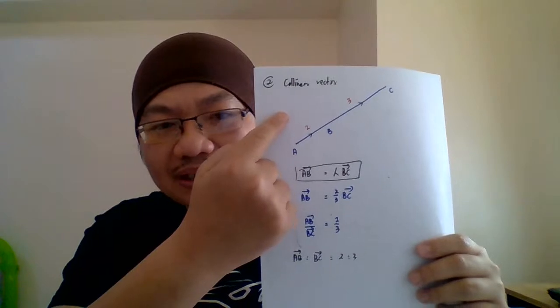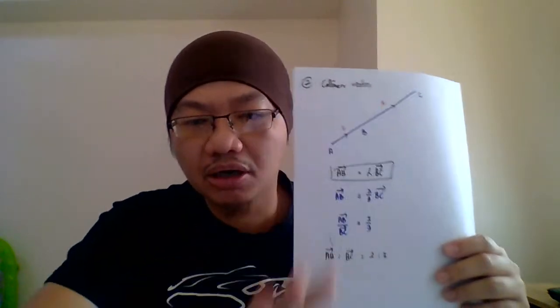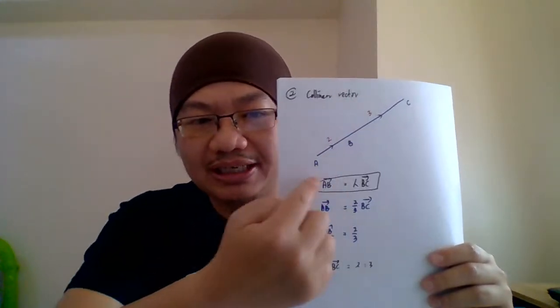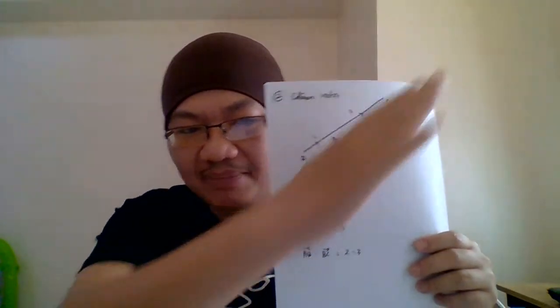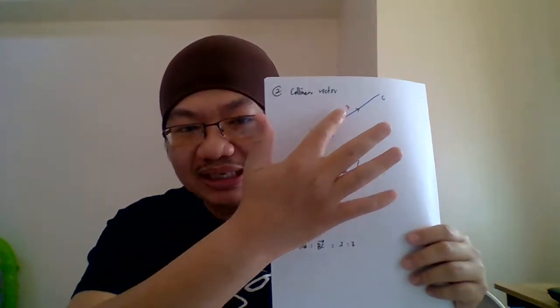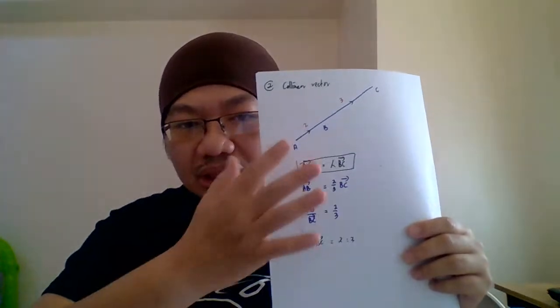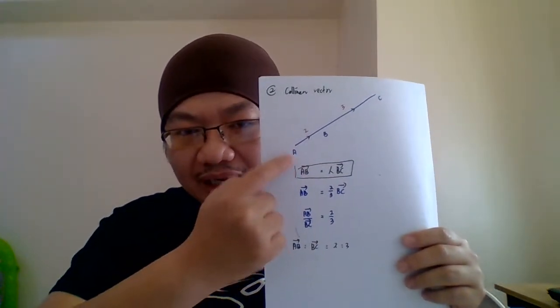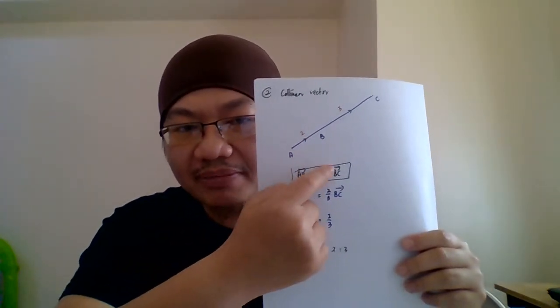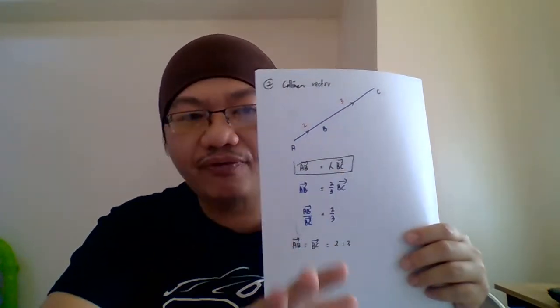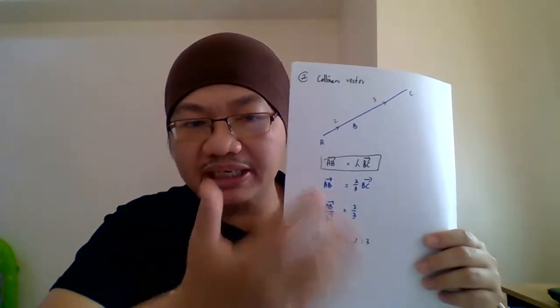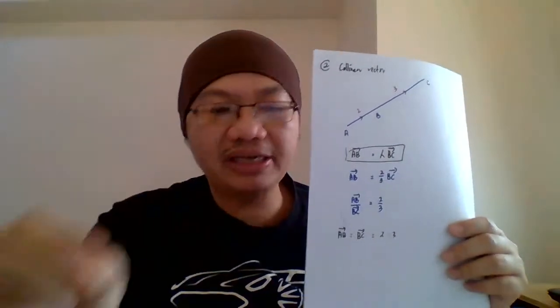The second thing for this chapter is collinear vector. Collinear means all the points A, B, and C are on the same line, and the ratio is given like this. So to solve the problem, you must know that vector AB equals lambda BC. Lambda stands for a ratio or a number.